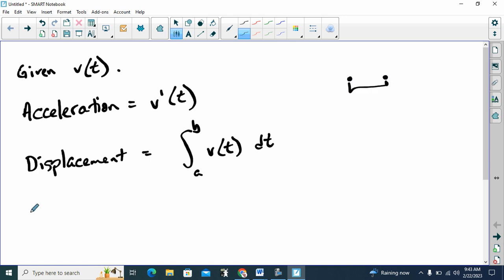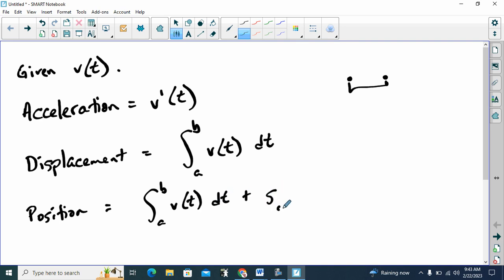If I need position, we are going to find the displacement and then add in its initial position. So if it started at 20 and I know it moved up by 12, I'm going to find this displacement is 12 and then add the 20 that it started with to get a total position of 32.